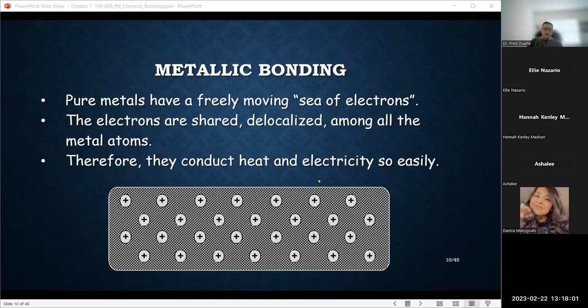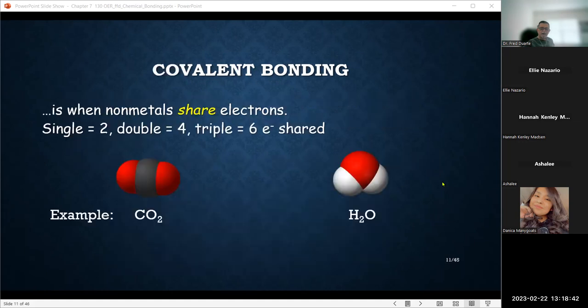Not much to say about metallic bonding, just that the metals themselves are loaded with electrons, and that's why they're a good material to create electrical wiring and so forth. They're good conductors of electricity. In fact, anything that is a good conductor of electricity also conducts heat. Anything that does not conduct electricity is actually a good insulator. The opposite.